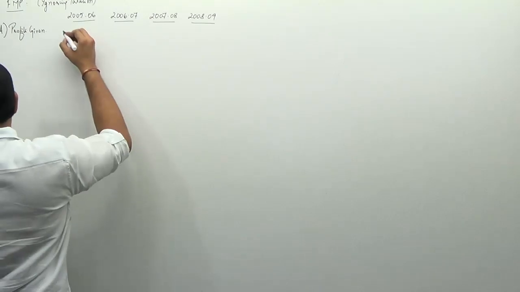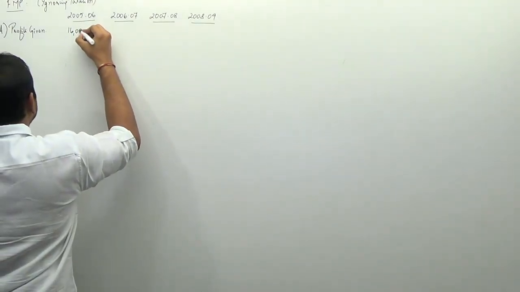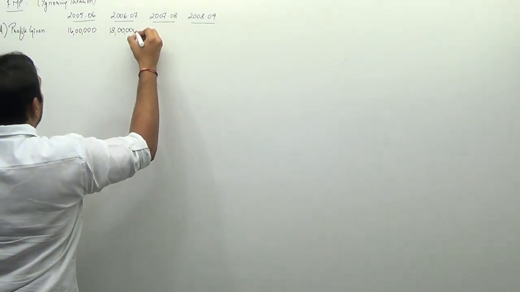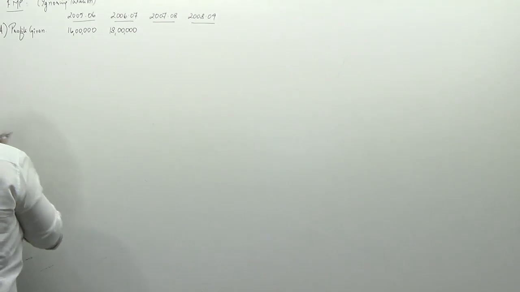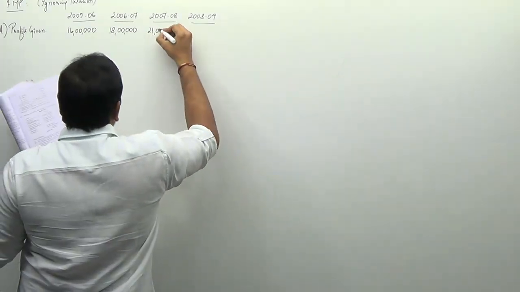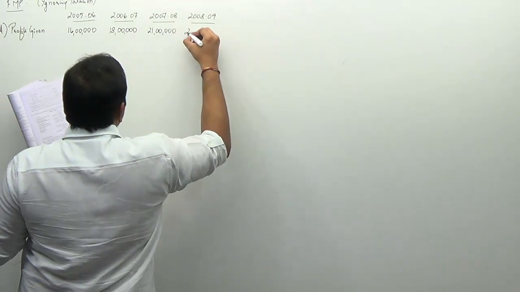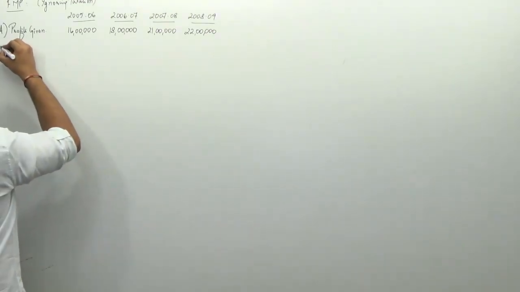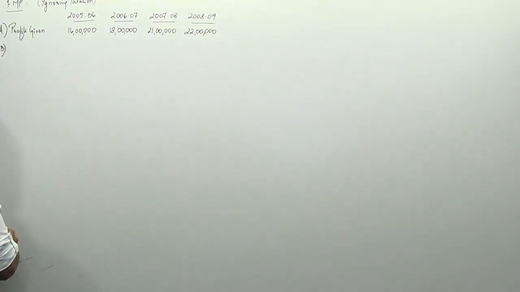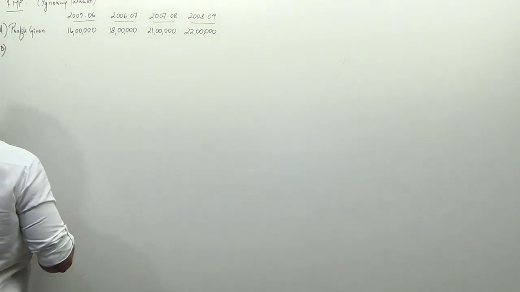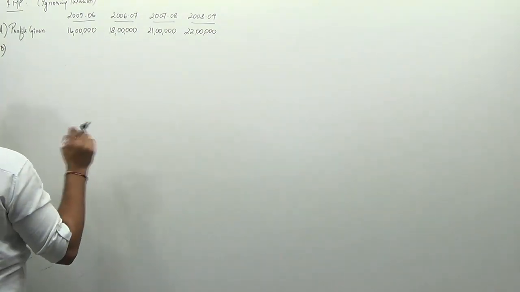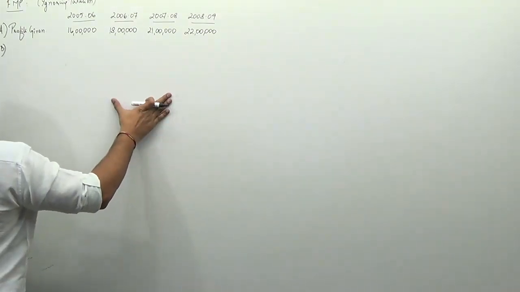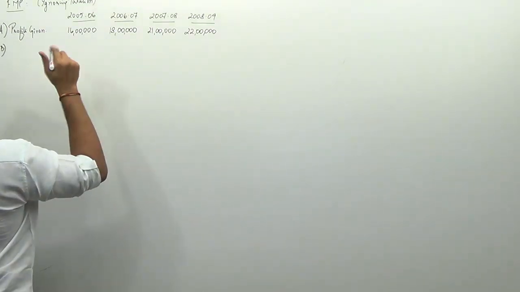Profits given to us are 16 lakhs, 18 lakhs, 21 and 22. Let's give adjustments to this. Come in the order. First, let's get the corrected profit. So get the corrections first. Fixed assets at 30% more than the book value has nothing to correct with the profits. Stock is overvalued. That should be on the balance sheet date.